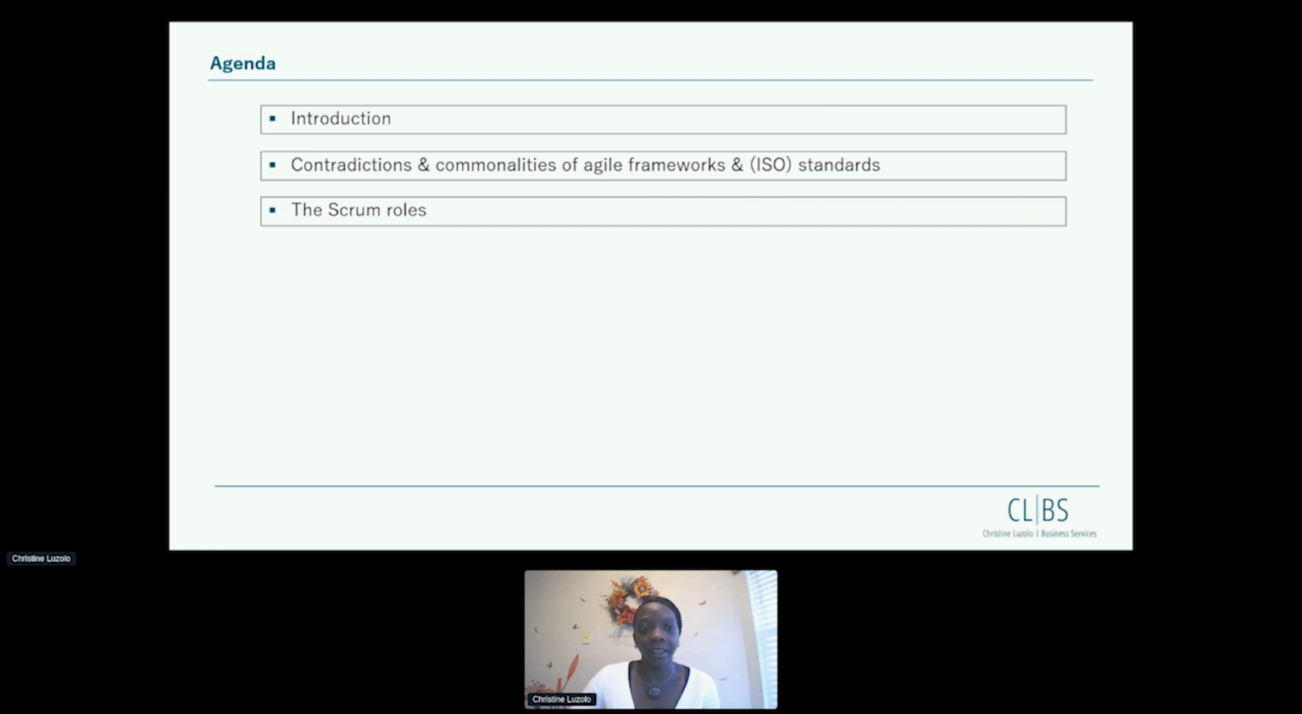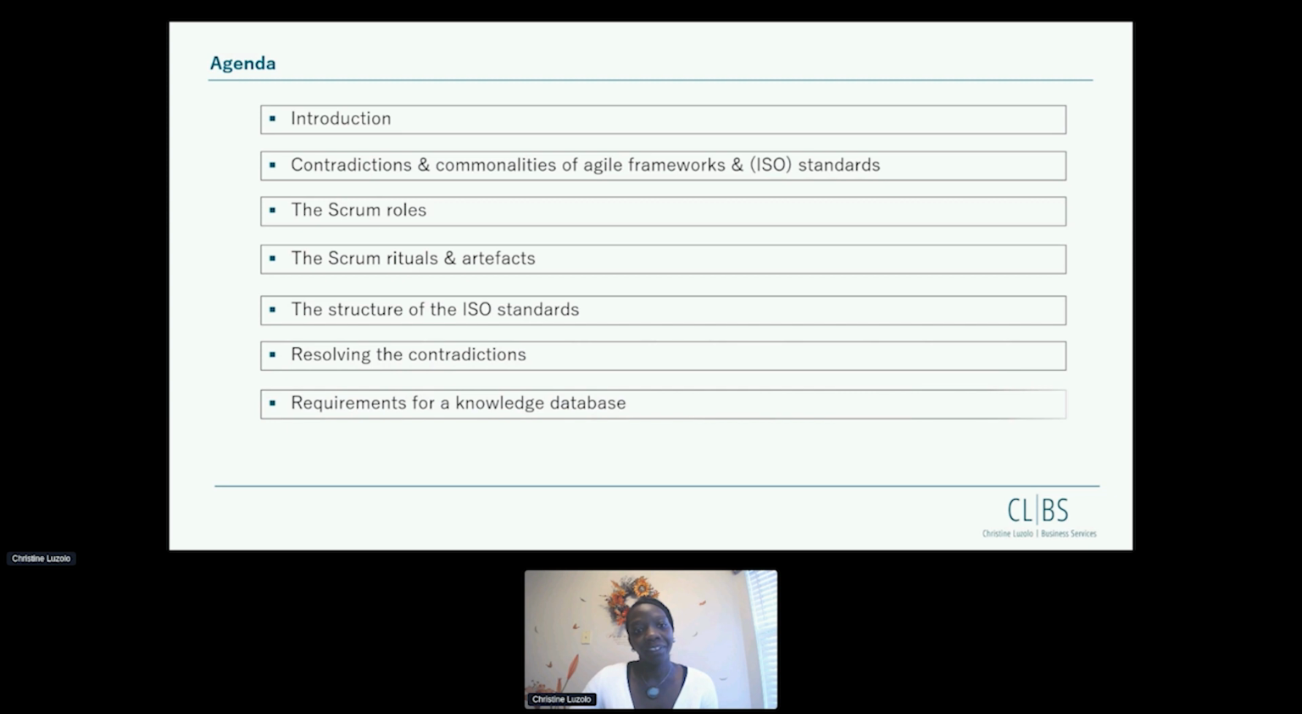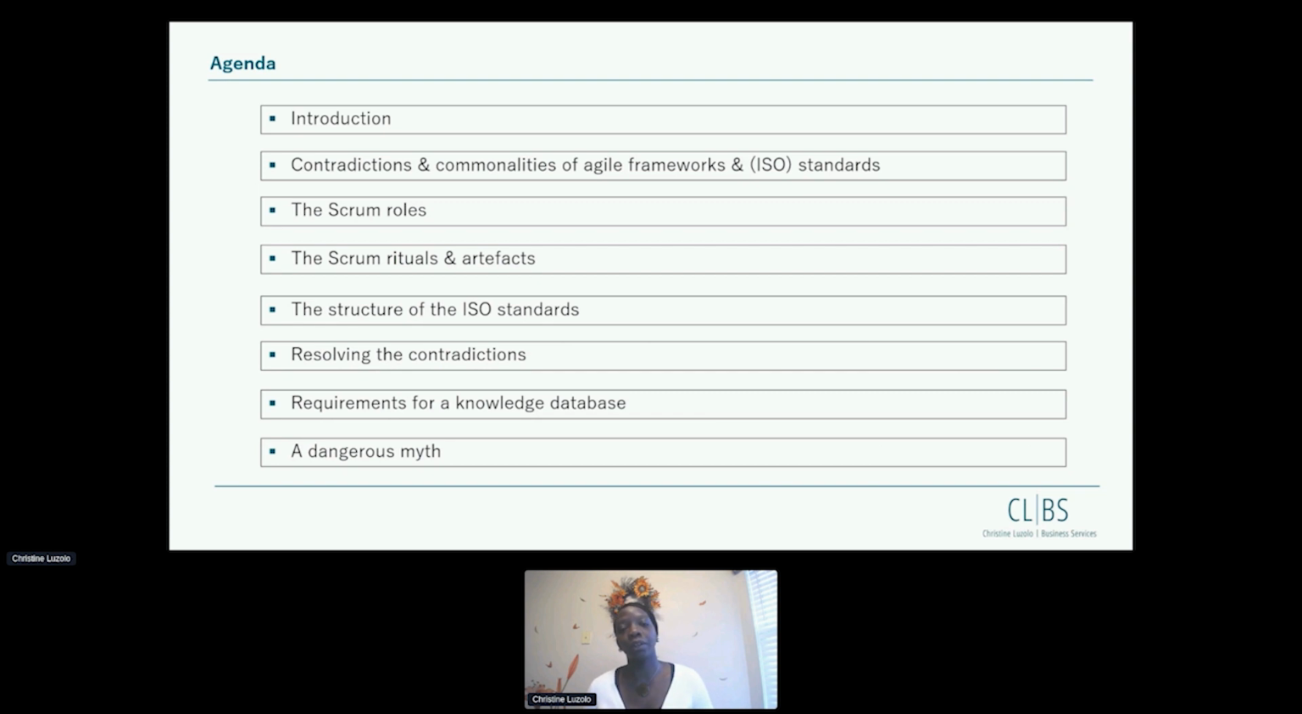Then we have a short insight into the Scrum structure. So first, the Scrum roles, and then also the Scrum rituals and artifacts. After this, we'll make a switch to the general structure of the ISO standards. And then when we've talked about this, I would like to resolve these contradictions that are being said about the agile frameworks and the ISO standards. And that actually leads to the most important point: what is required from a database to make the two work together? And in the end, I'd like to address a dangerous myth that I hear very often when it comes to working agilely, when it comes to databases, and also when it comes to ISO standards.